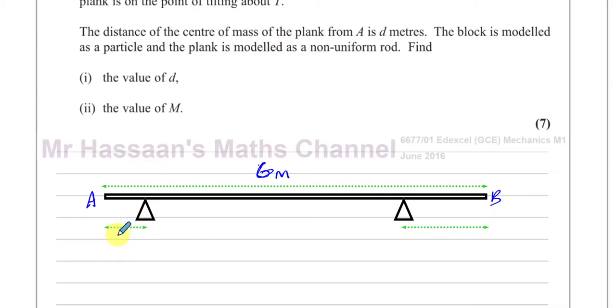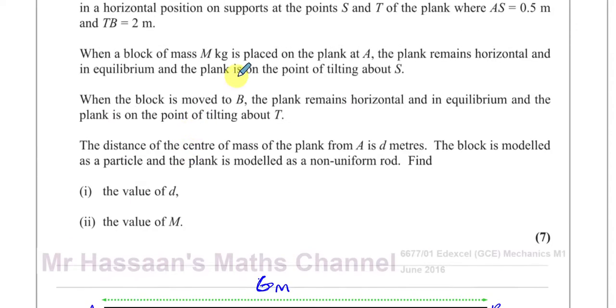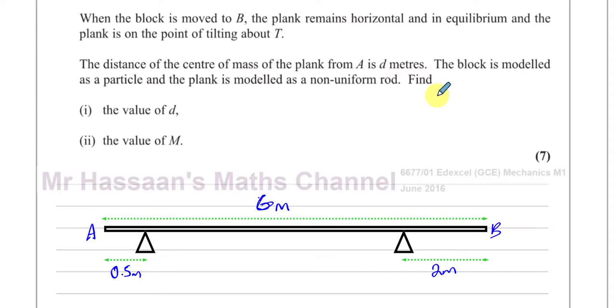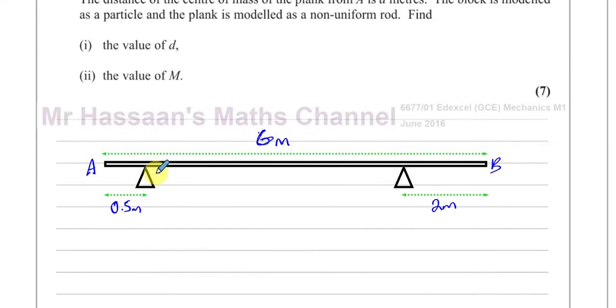Most of the questions that you find, they already draw them for you, but this is one where you have to draw them, so you should be ready for this in case it does come up. So that's 0.5 meters, that's S, and the other point is T. AS is 0.5 and TB is 2 meters. That's a support at S, and that's a support at T. It's an S, not a 5. Let me make that a bit neater.